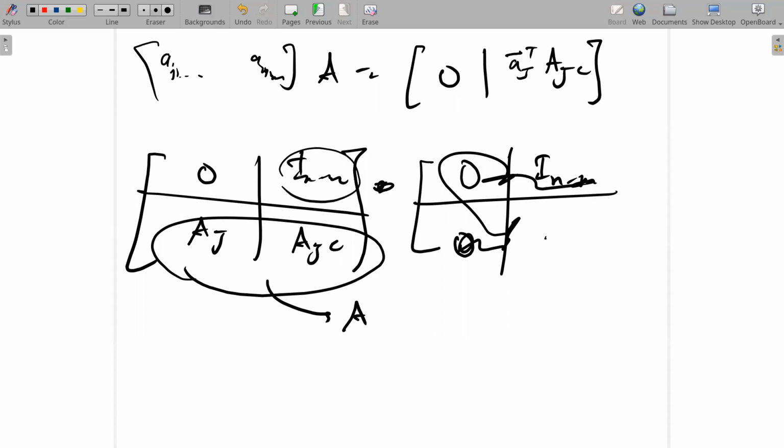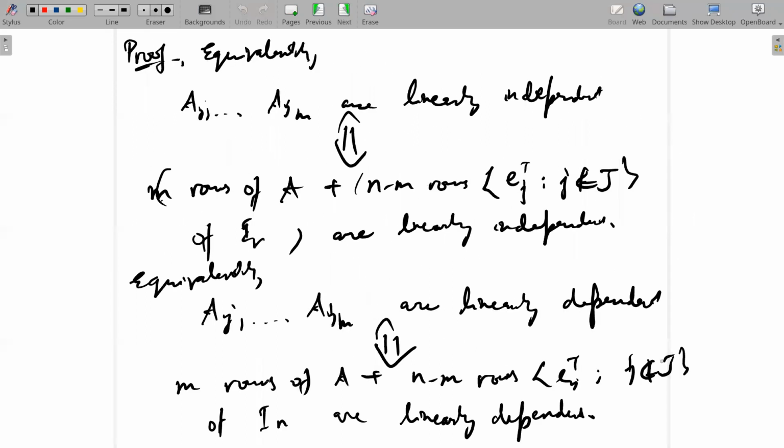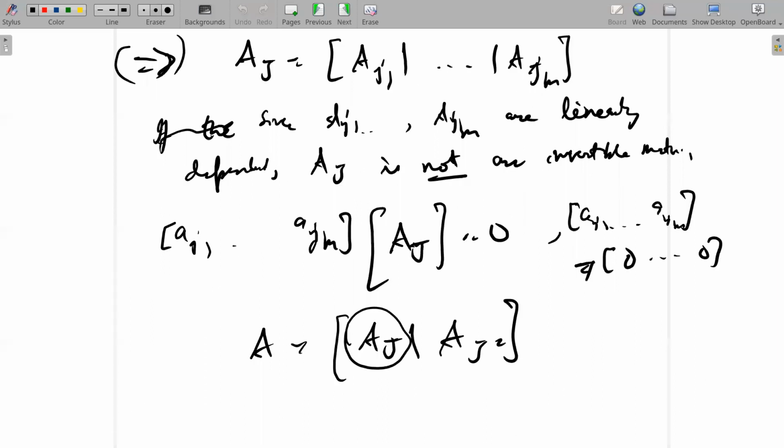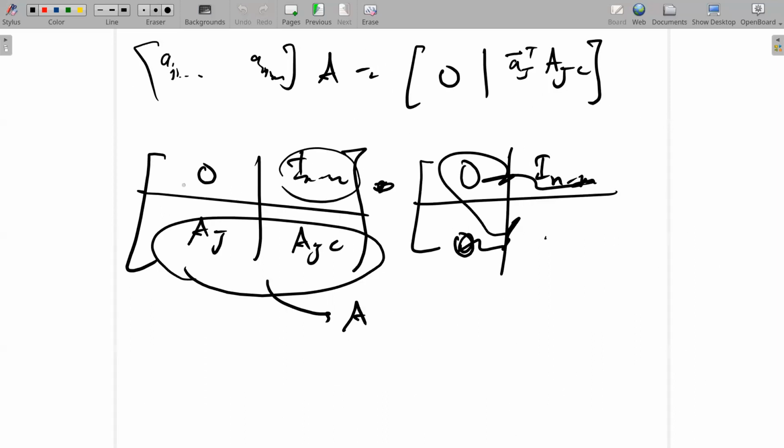So this corresponds to J complement. This is essentially the matrix of the second part. And I want to prove that the rows here are linearly dependent. So essentially I want to find a row vector which I multiply on the left, and then what I will get is equal to 0, a non-zero row vector. That's what I want. So first of all, for the j indices, I'll choose aj1 through ajm, so that this part will vanish.